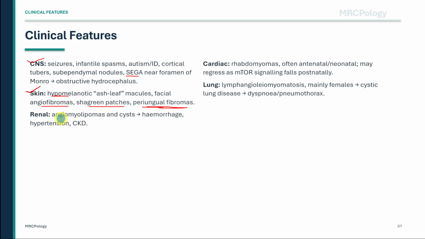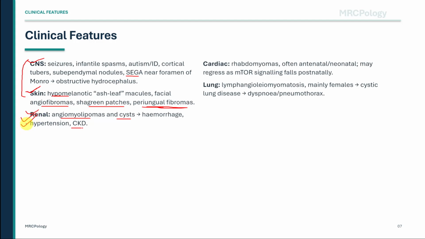Renal disease is a major cause of morbidity. Angiomyolipomas can bleed, cysts can contribute to renal impairment, and patients may develop hypertension and chronic kidney disease. MRCP trap. Do not think of tuberous sclerosis as only a neurological or dermatological disease. The renal complications are clinically important and need surveillance.